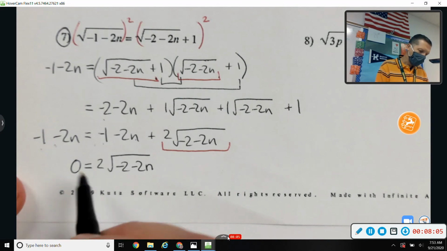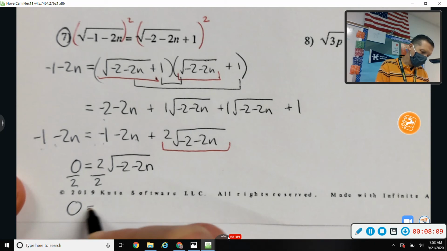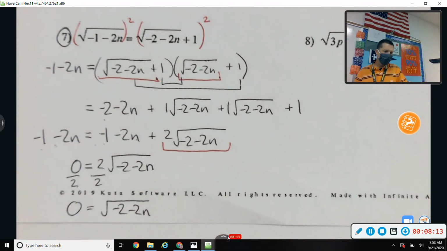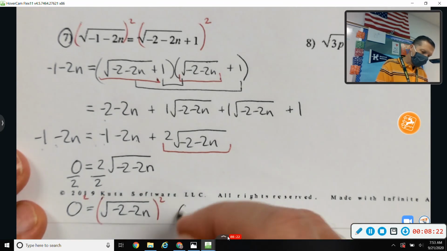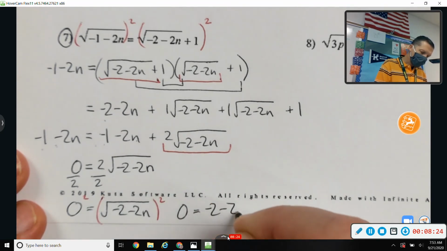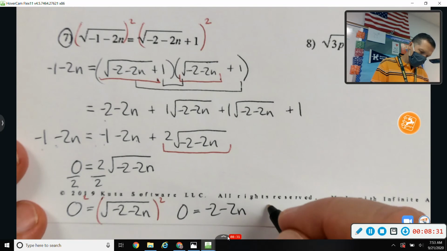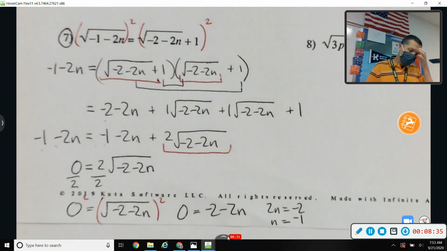And then I can divide by 2. So I still have 0. Finally square root both sides again. And I'm down to an easy algebra 1 equation. 2n equals negative 2. N equals negative 1. But I have to check.